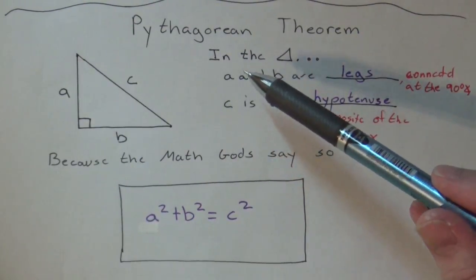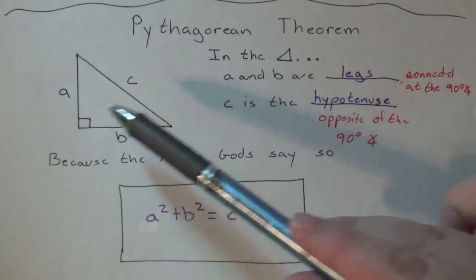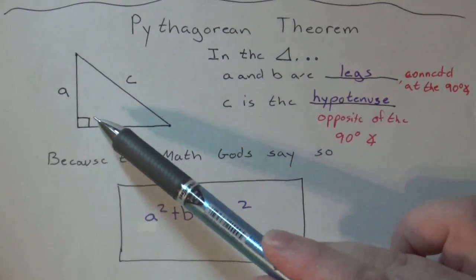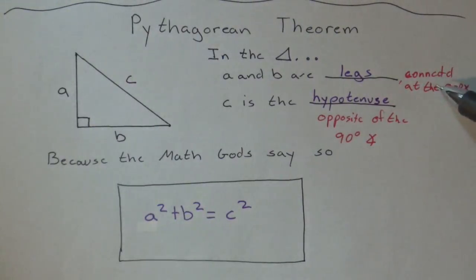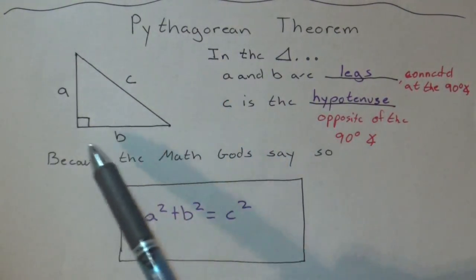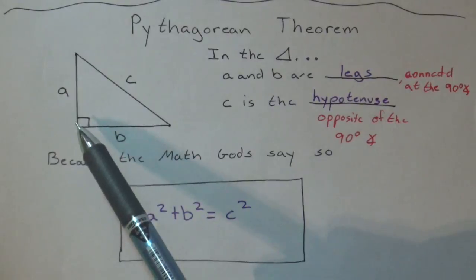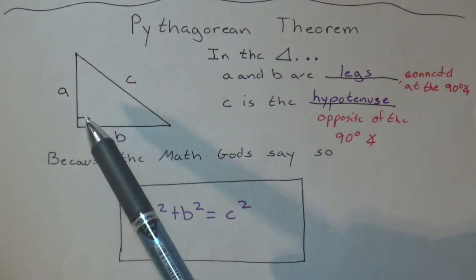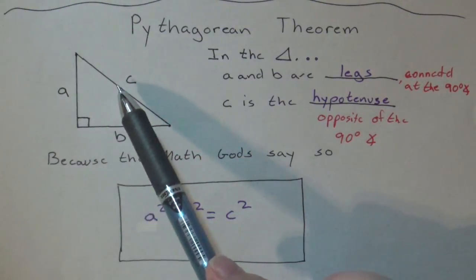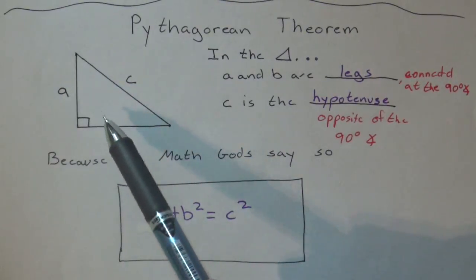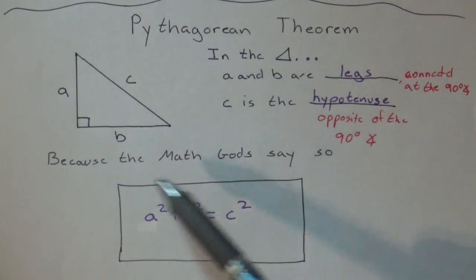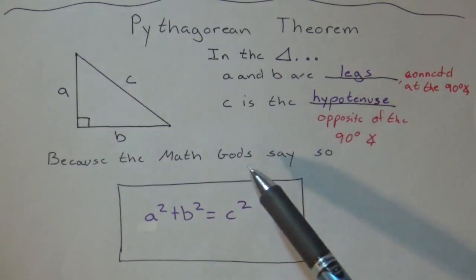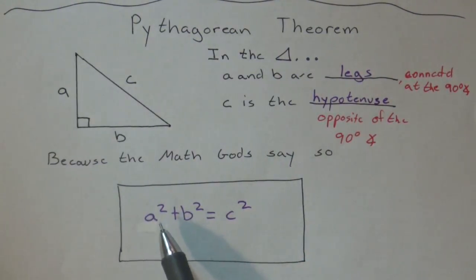But anyway, moving on. Remember, A and B, these two right here, are connected by the 90. They are your legs, okay? And C is the hypotenuse. Notice how that C is directly opposite the 90. So here's my 90, and the 90 points at my C, where my A and B are connected to it. All right, and doing some math magic, we get this equation: a squared plus b squared equals c squared.